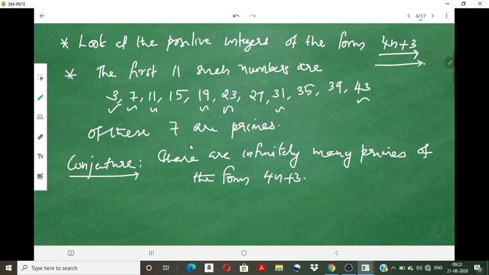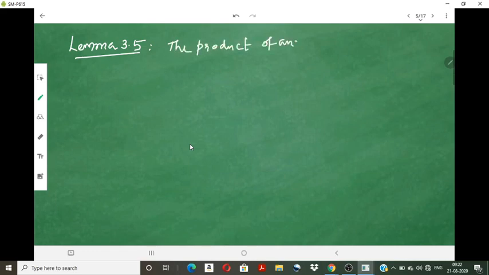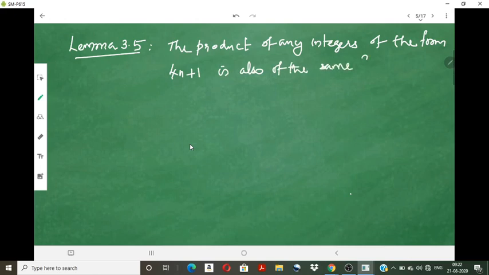Before proving or disproving this conjecture, we will need some groundwork, which is given by a lemma. It is Lemma 3.5. The statement is very clear: the product of any two integers of the form 4n plus 1 is also of the same form. That means if A and B are two integers of the form 4n plus 1, then their product AB will also be of the form 4n plus 1 for some other integer n.